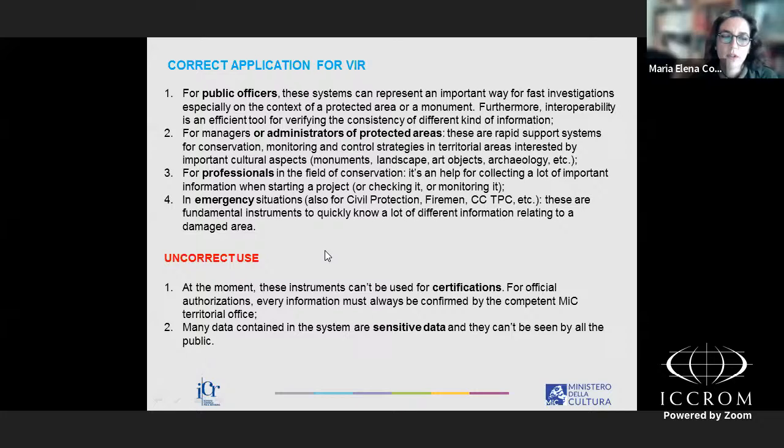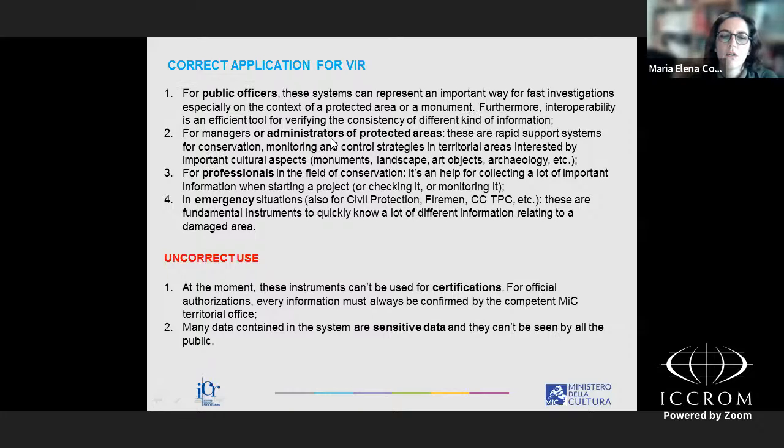And the more important thing is the correct use of VIR, especially at the moment, these instruments cannot be used for certification. For official authorization, every information must always be confirmed by the competent territorial office of our ministry. But the important is that for public officers, this system can represent an important way for fast investigation, especially in the context of a protected area or a monument.